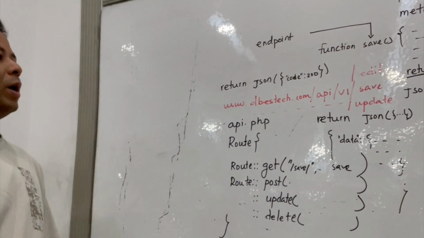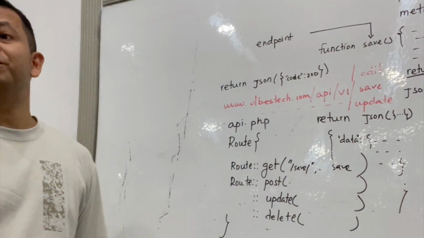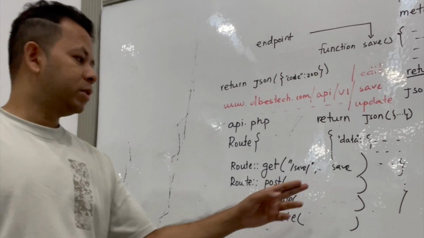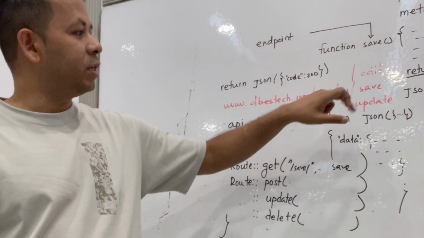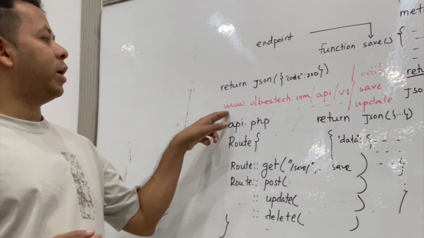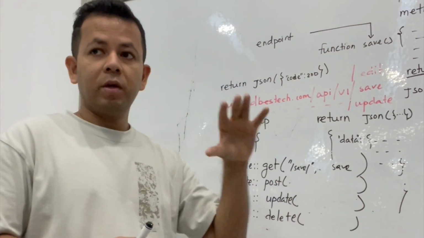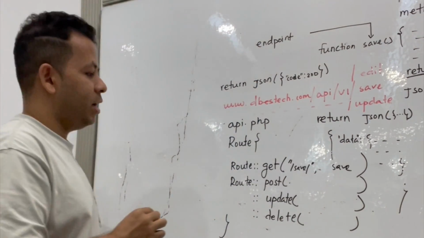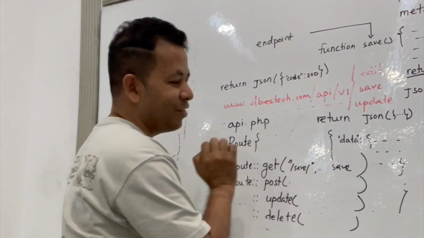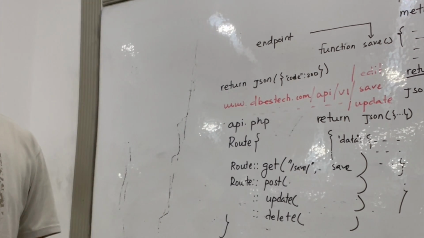What happens here is that this name and this name must be the same, but this could be a different one. This and this endpoint have to be the same. For example, when we write this in a browser, it takes this name and goes to the server, to the api.php file, and inside it looks for save. So the name has to match exactly. That means they found the endpoint.